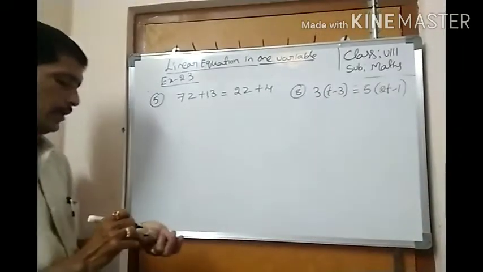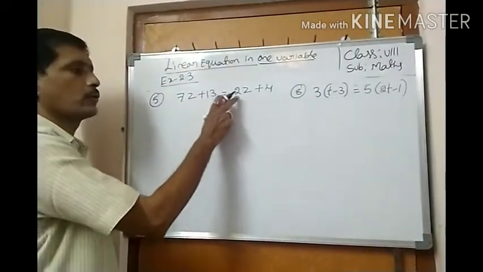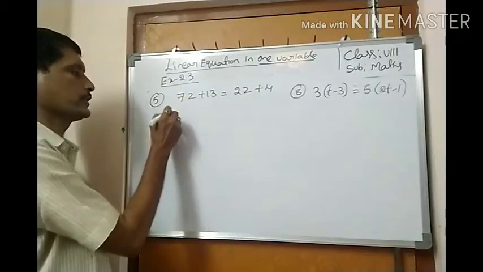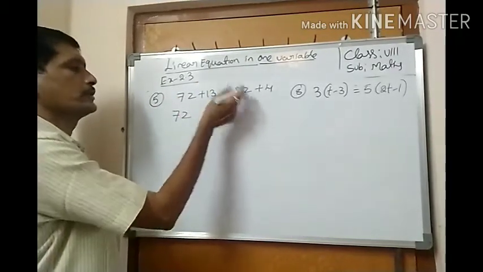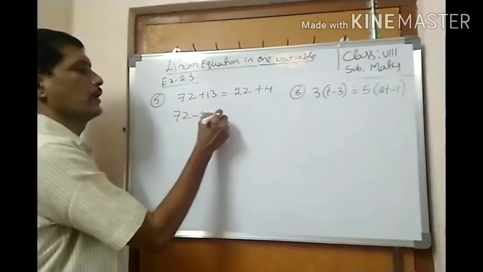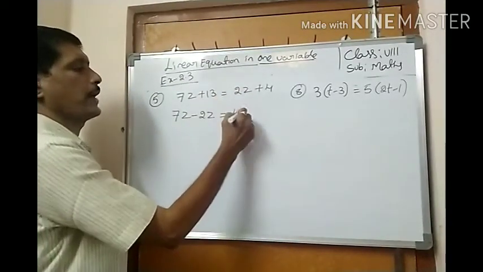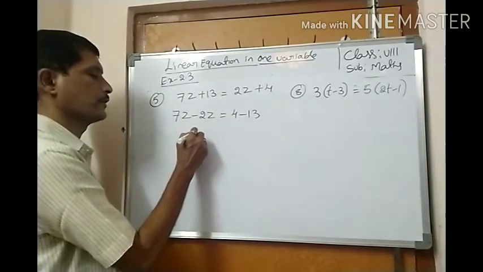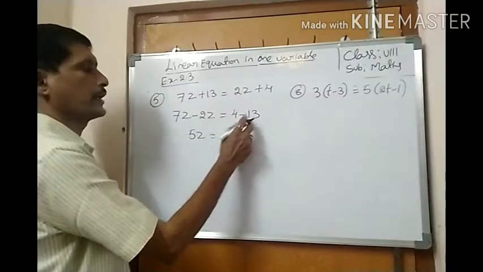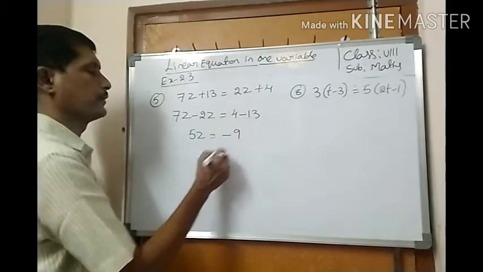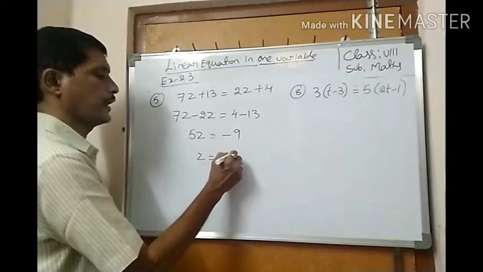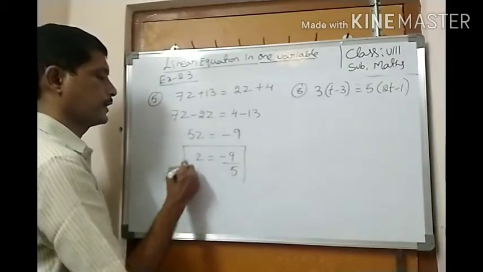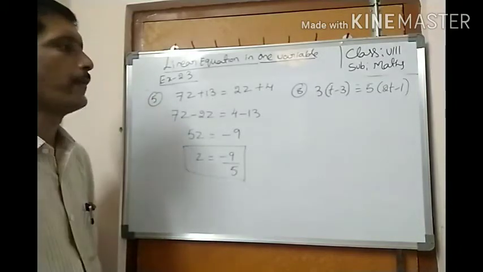Here see this one. Here 7z plus 13 equal to 2z plus 4. Here z variable is there, here also z variables are changing to one side. 7z, this 2z is changing to minus 2z equal to 4. This 13 is changed to minus 13. Here 7z minus 2z, that is 5z. Here 4 minus 13, that equal to minus 9. Therefore 5z equal to minus 9. This 5 is changed, that is by 5. z equal to minus 9 by 5.